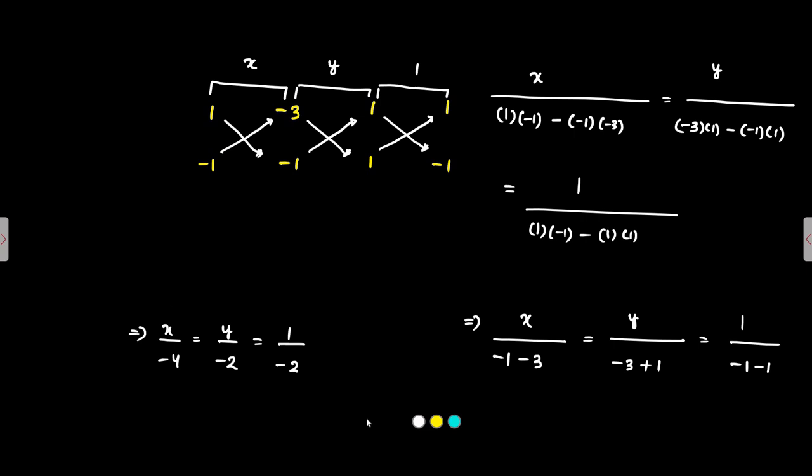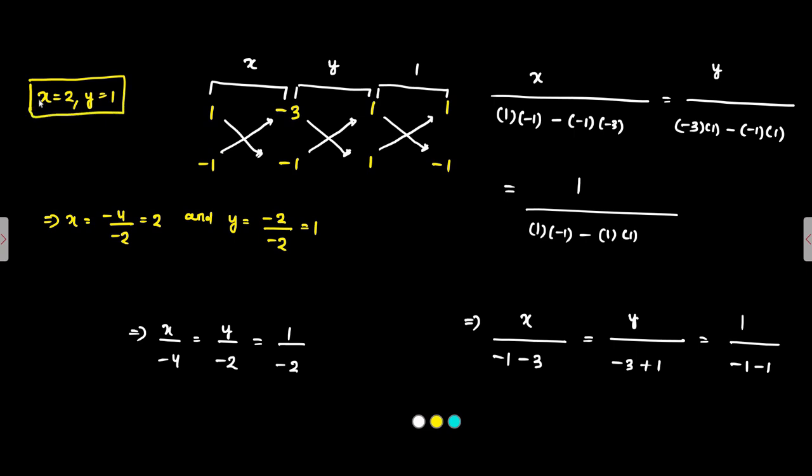That implies x is equal to minus 4 by minus 2, which is equal to 2, and y is equal to minus 2 by minus 2, which is equal to 1. Okay, so x is equal to 2 and y is equal to 1. That is the solution.